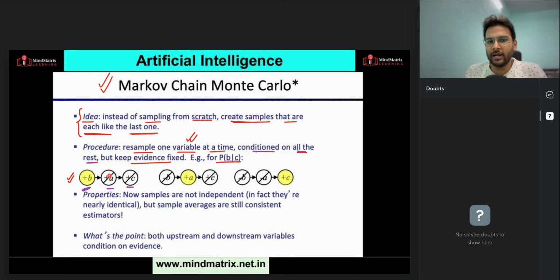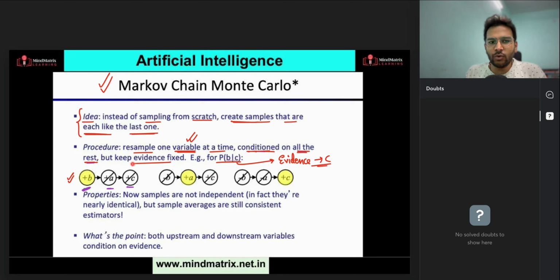So you can pick, let's say you have three random Boolean variables here, A, B, C. Out of all these three, you just pick one variable randomly, right? And then you just resample that one variable. When I say resample that one variable, what does that mean? You condition on all the rest of the variables and whatever is the evidence. Can I say here the evidence is C?